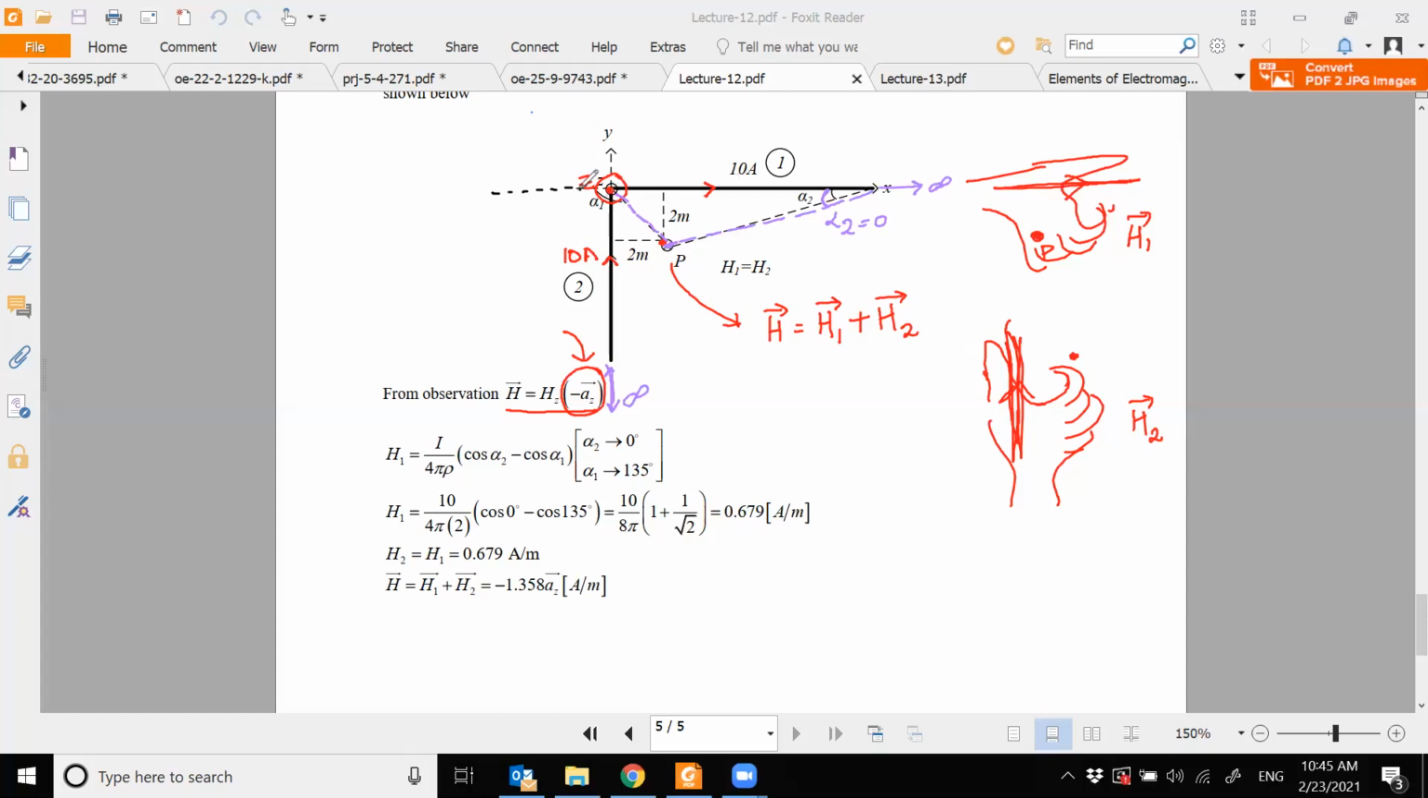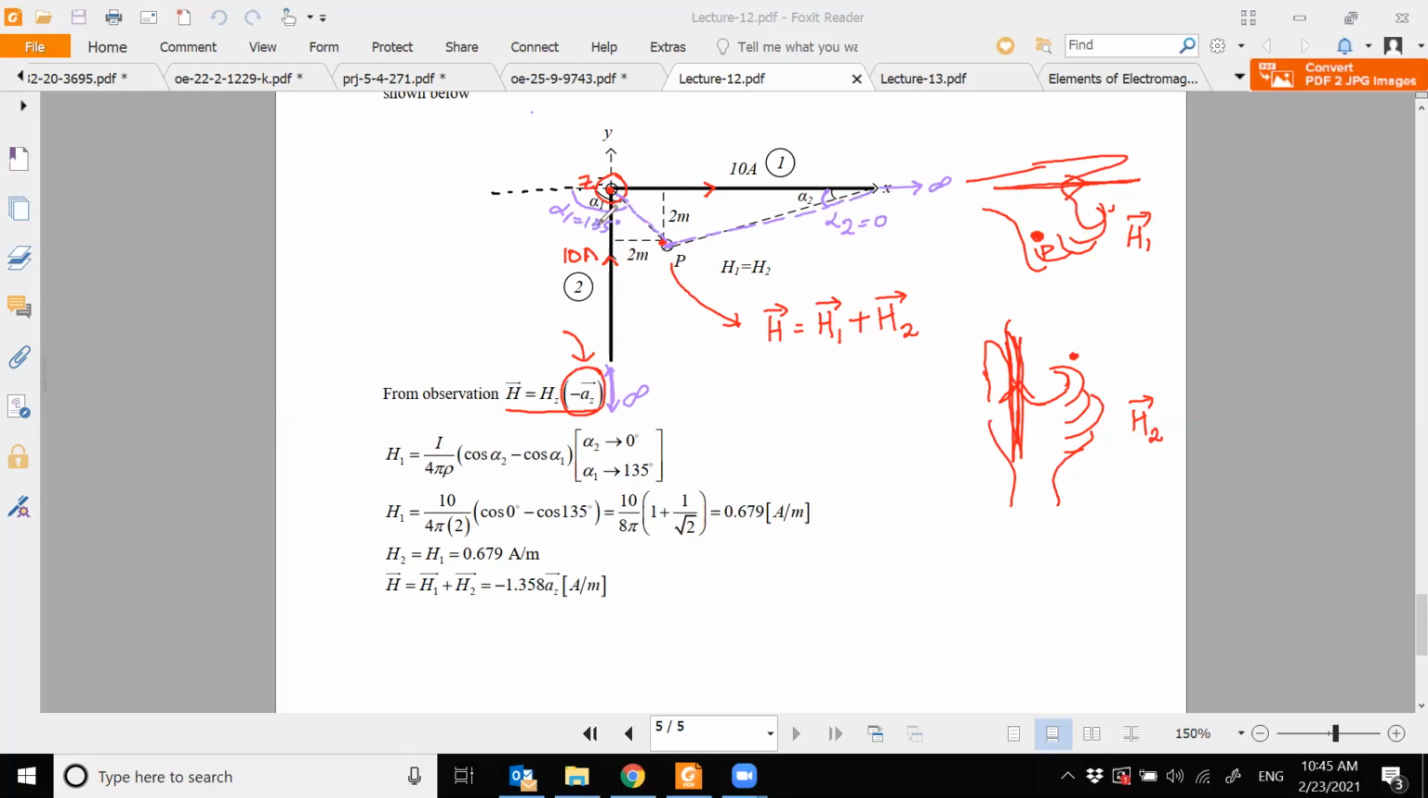Yes, 180. This, no, not 180. This will be alpha 1. You have to find it out. 135. Yes, it will be 135 because this is 2 meters, this is 2 meters. Then this angle will be 45 and this angle will be 90. So it will be 135.